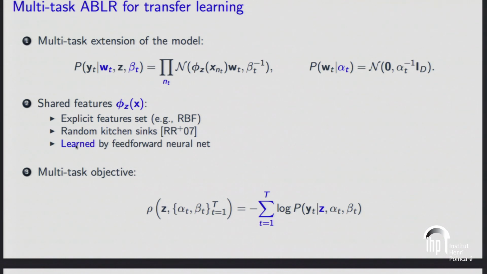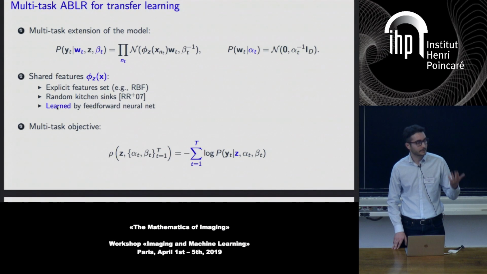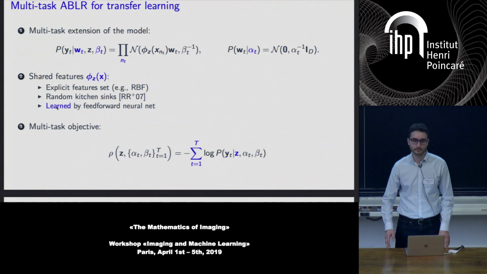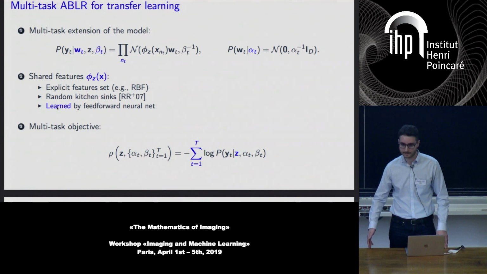And phi, to be more concrete, could be, for example, an explicit feature set or random kitchen sinks, or what we look more into is we learn a neural network that maps hyperparameters to a d-dimensional representation. So phi will be parameterized by the weights of the neural network, z. And in this context, we have a multitask objective, which is given by the sum of the log likelihood for each given task.